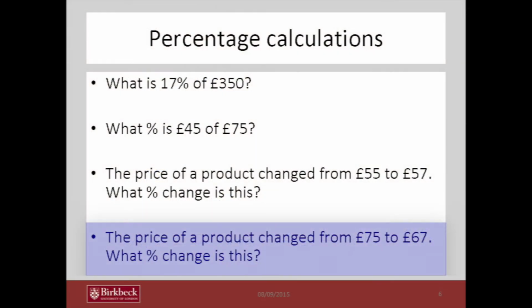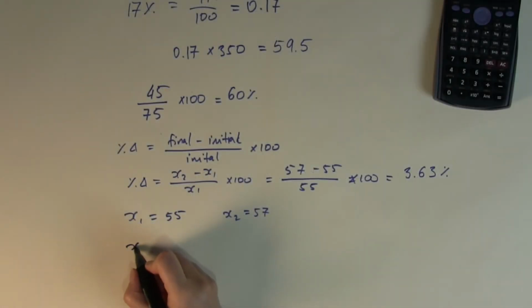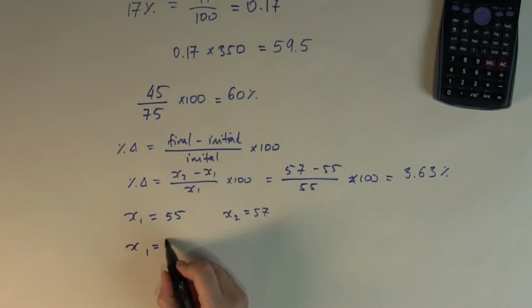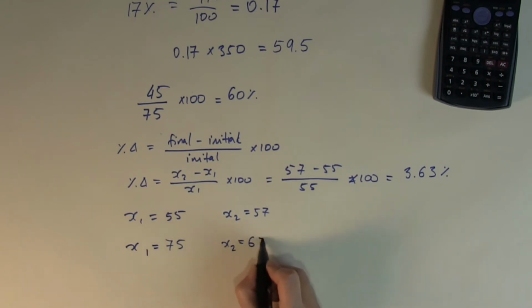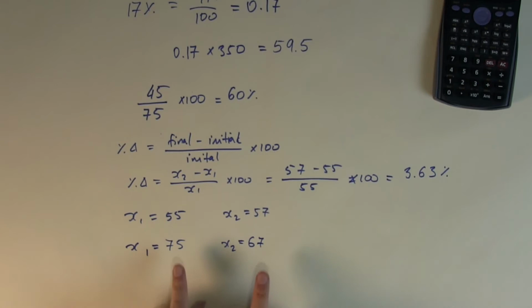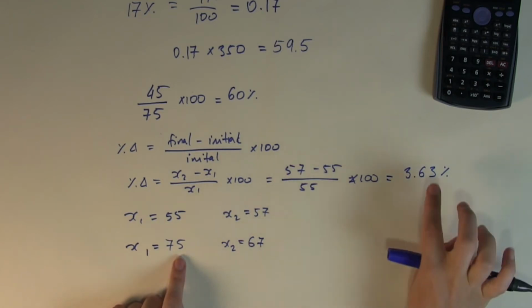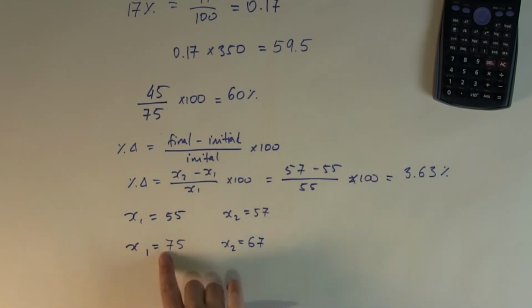Similar question, the last one on the percentages. The price of a product changed from 75 to 67. What percentage change is this? Well, the initial price in this case now is 75 and the final price is 67. Now when we look at this, this gives me a price drop. So I'm expecting a percentage change of negative, not positive, because now it's a negative change in here.